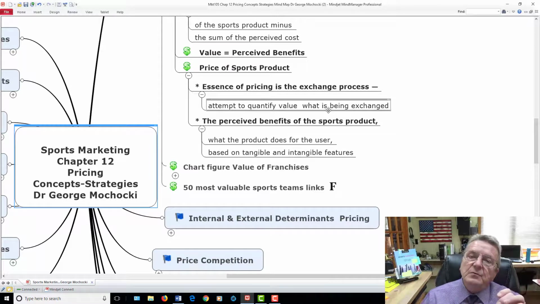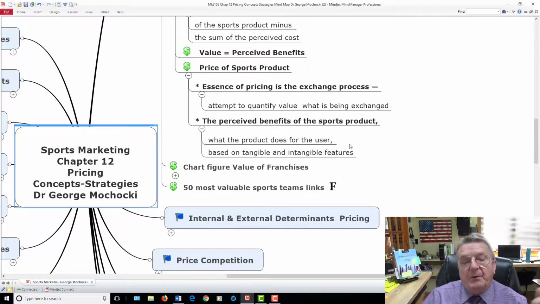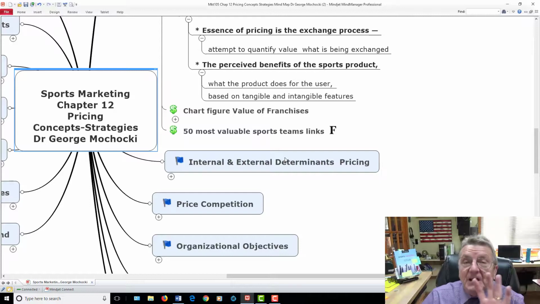I want you not only to pass my course, but I want you to have this embedded inside of you. I understand this, okay? So the perceived benefits of a product is what does it do for the user, based on tangible, and we already discussed that. So you've got the author's definition, or what you would call the basic definition, where you're using this author that I'm utilizing, making you read, or another author. It's similar. I'm not going to change it much, okay?